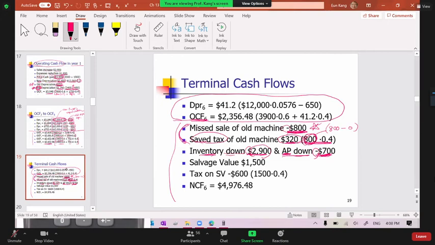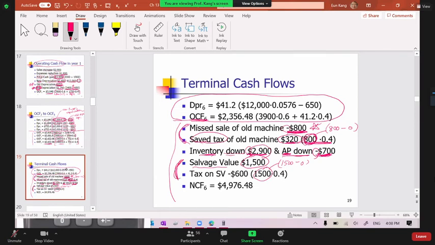And finally, salvage value 1,500, right? But again, book value is 0 after the machine is used. So 1,500 is totally taxable. Again, 1,500 sale price minus book value 0, right? Then you have 40%. So you can combine these two, right?